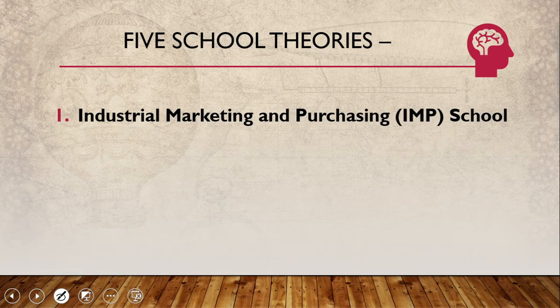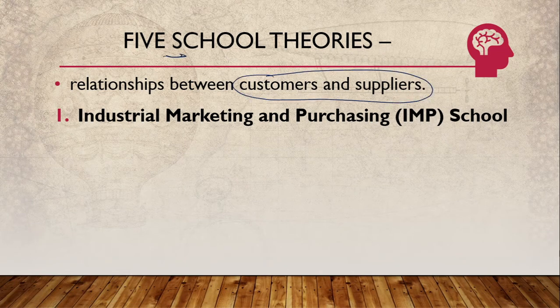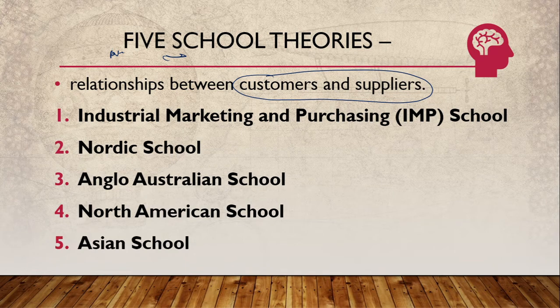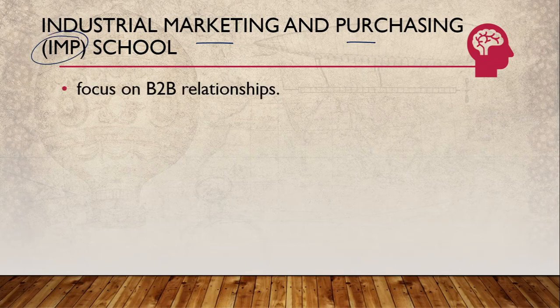Next, there are so many theories that have been proposed. Normally when we talk about customers and suppliers, there are 5 school theories which are predominant, which are the IMP school, Nordic school, Anglo-Australian school, North American school, and Asian school. These are some of the school theories that have been developed. Now we'll be discussing them one by one. So starting with the industrial marketing and purchasing school, which is also known as the IMP school in short.